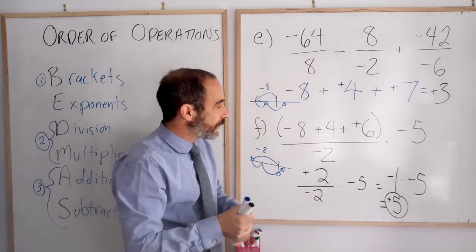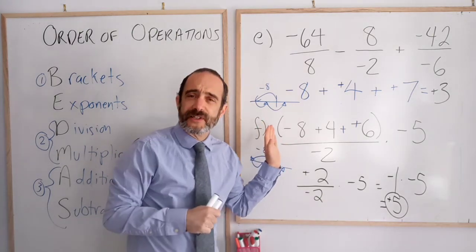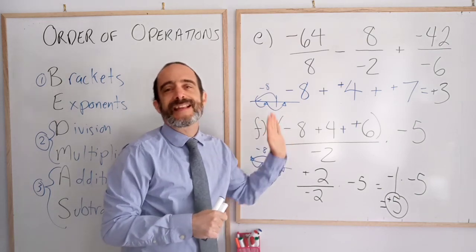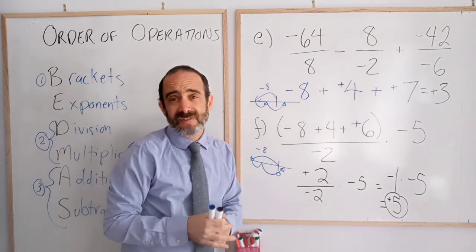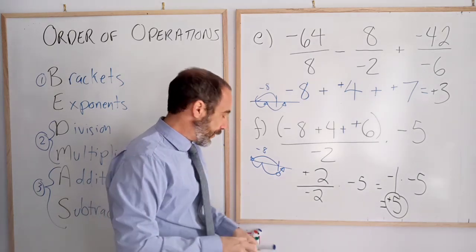So the point with these questions is you just want to be careful to follow the order of operations. So brackets first, and then any division or multiplication you need. There's more than one way to skin a cat, but as long as you're following the order of operations.